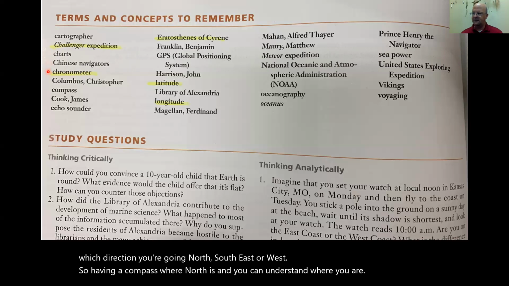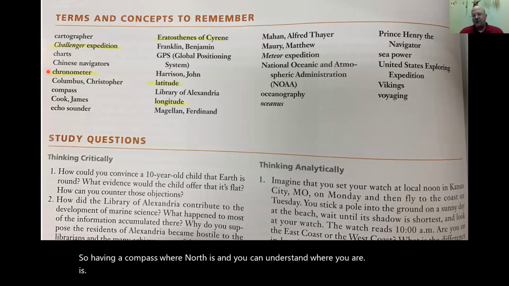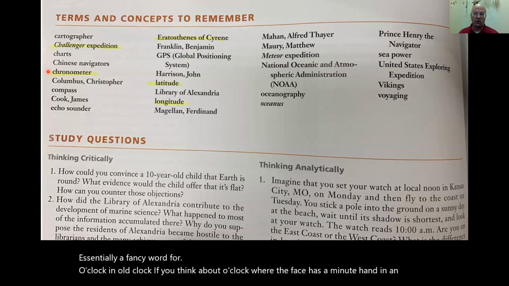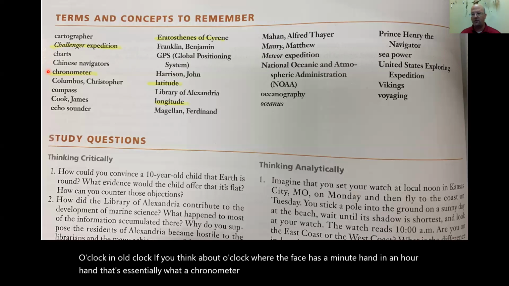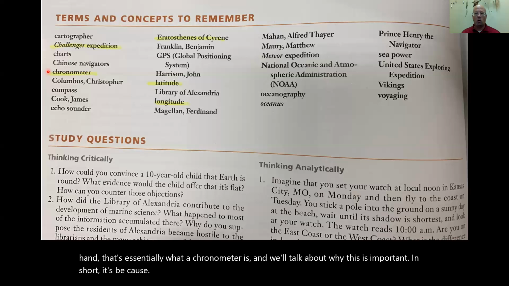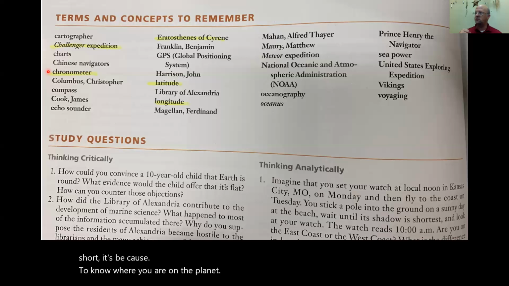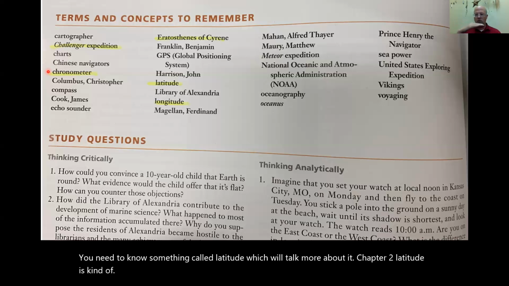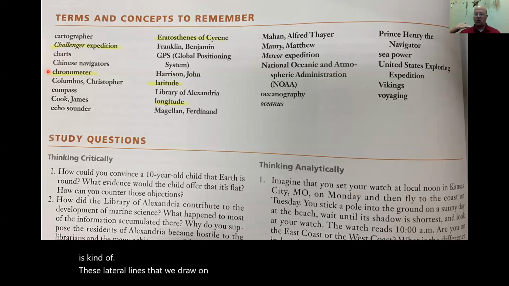Chronometer is essentially a fancy word for a clock, an old clock. If you think about a clock where the face has a minute hand and an hour hand, that's essentially what a chronometer is. And we'll talk about why this is important. In short, it's because to know where you are on the planet, you need to know something called latitude, which we'll talk more about in chapter 2. Latitude is kind of these lateral lines that we draw on the planet that go from the equator to the North Pole and the South Pole.